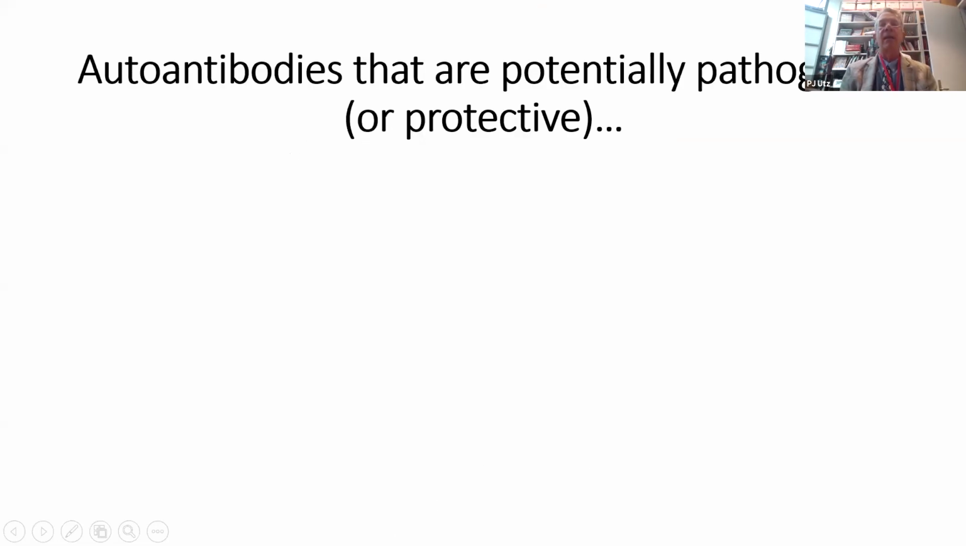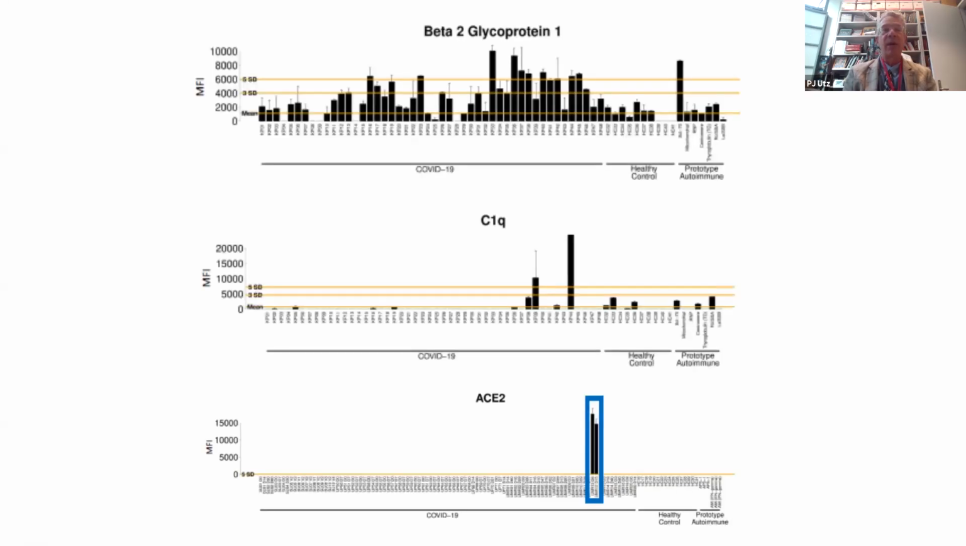So let's first look at antibodies that are potentially pathogenic or protective, as the case may be, we don't know. So first are beta-2 glycoprotein 1 antibodies. These are healthy controls here, prototype immune samples from patients with lupus or related diseases here, and these are all the COVID samples. And you can see that there's generally higher levels of these antibodies. A number of them cross the 3 standard deviation threshold, and about 6 or 7 cross the 5 standard deviation threshold. We found 2 subjects with very high MFI.